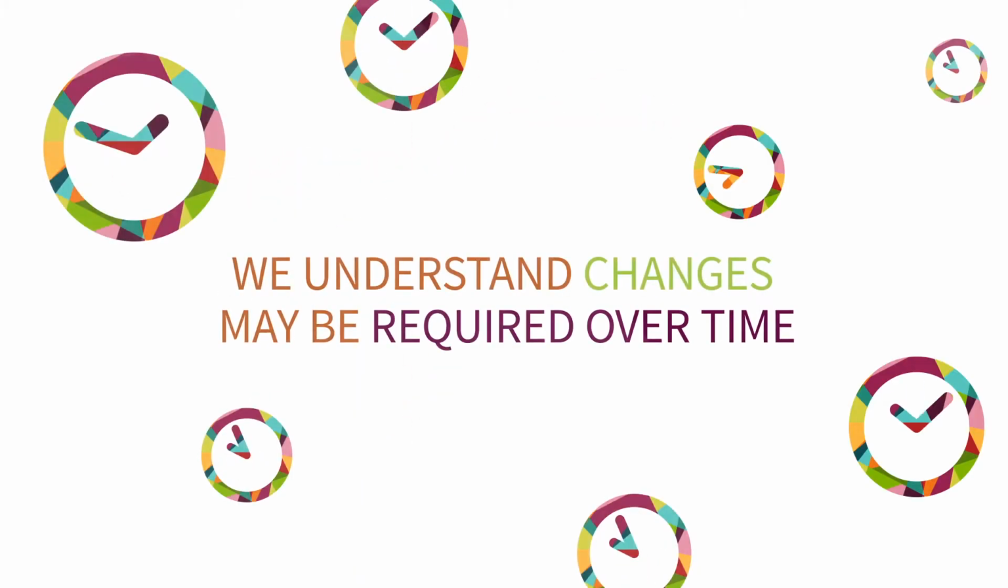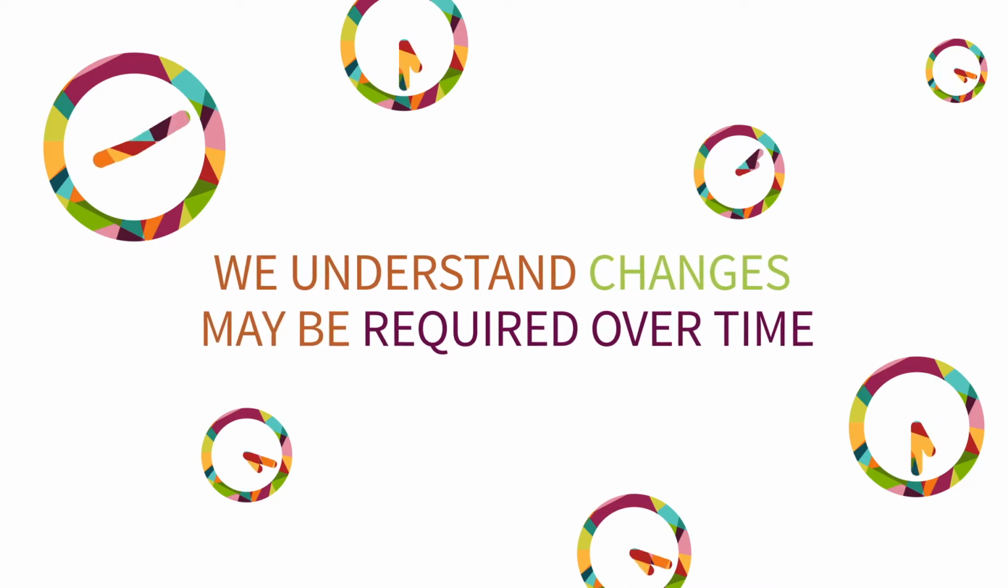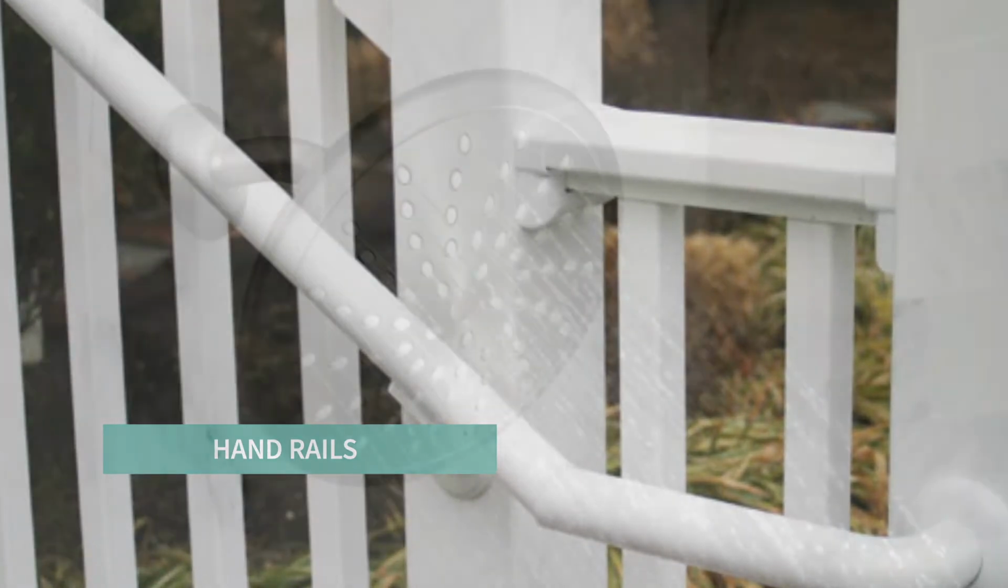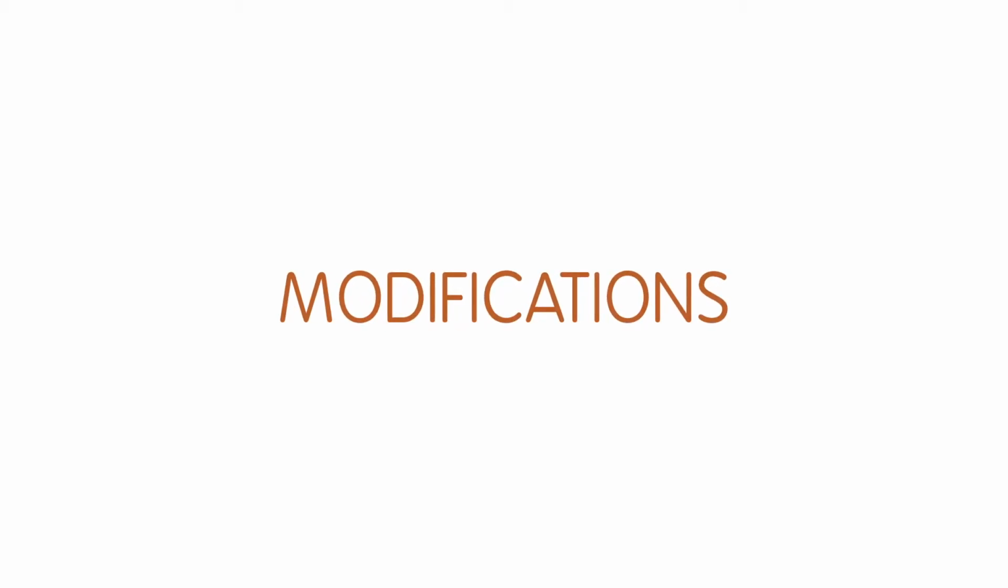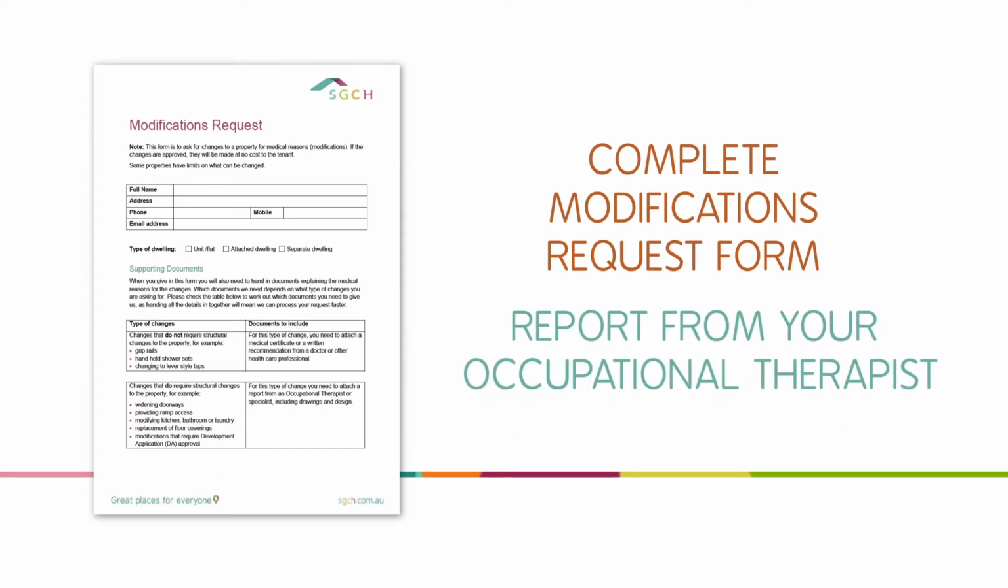We understand that your property is your home and changes may be required over time. Some tenants may have a medical condition and need handrails, special shower heads, and changes to their flooring that they would like SGCH to pay for. These are called modifications. Please complete our modifications request form and include a report from your occupational therapist. Our property services staff will assess these applications and will advise you of the outcome.